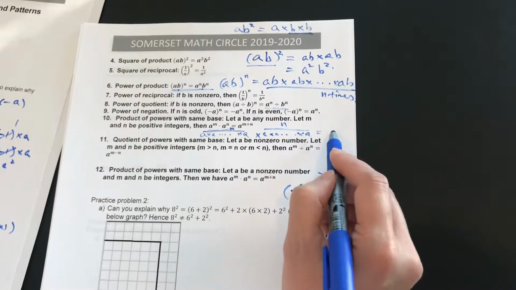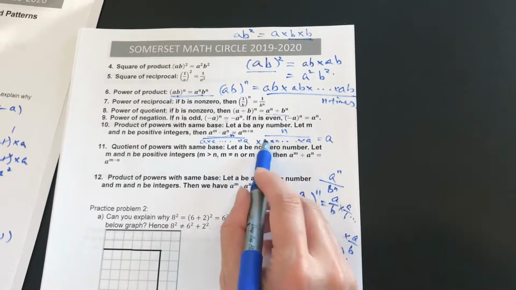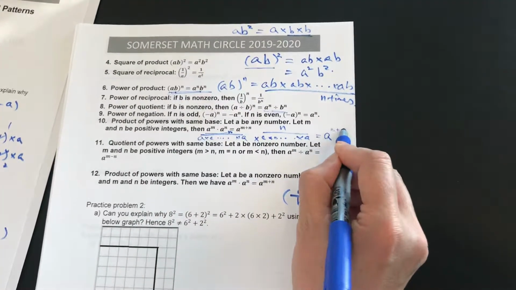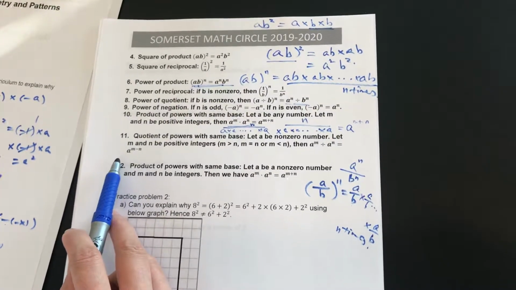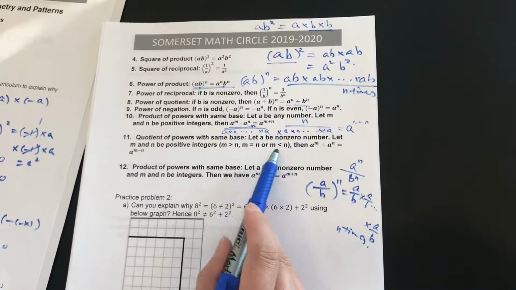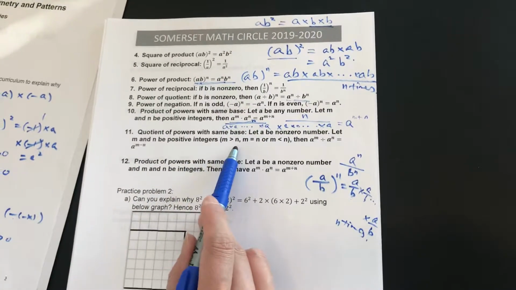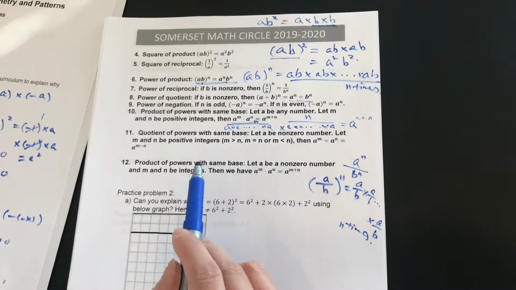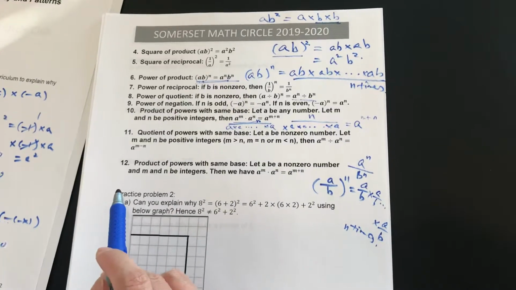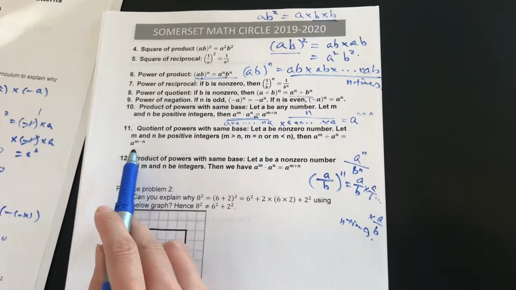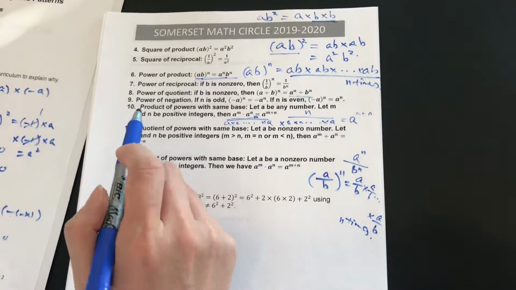Multiplying together, we have to add them up. So how many A's? Here you have M A's, here you have N A's, so that's M plus N. Number 11. Quotient of powers with the same base. Let A be a non-zero number and M and N be positive integers, so that M is greater than N. Then A to the M divided by A to the N is A to the M minus N.